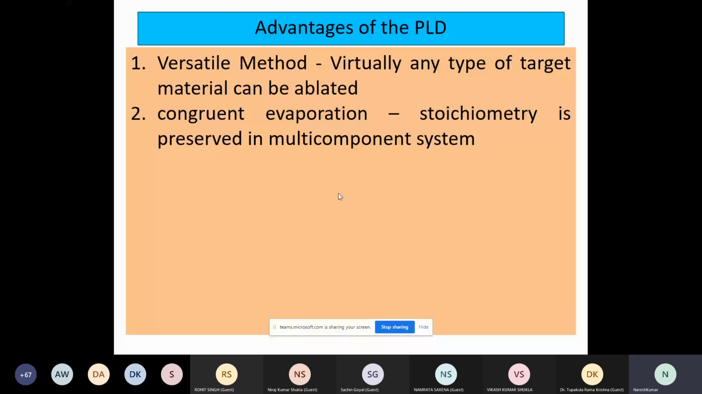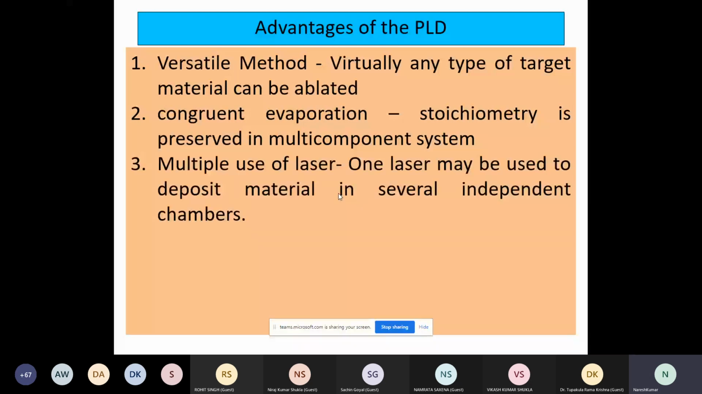And one more thing is multiple use of the laser. The laser, as I said, is one of the most expensive parts of this system. Not all the time is this laser being used. Whenever you are depositing a film, you are using it. So you can keep this laser outside the chamber, and you can use this laser for some other application if you wish. So if somebody is interested in making use of the laser for different applications or diverting the beam to some other chambers, one can easily do that because it is not lying inside the chamber.